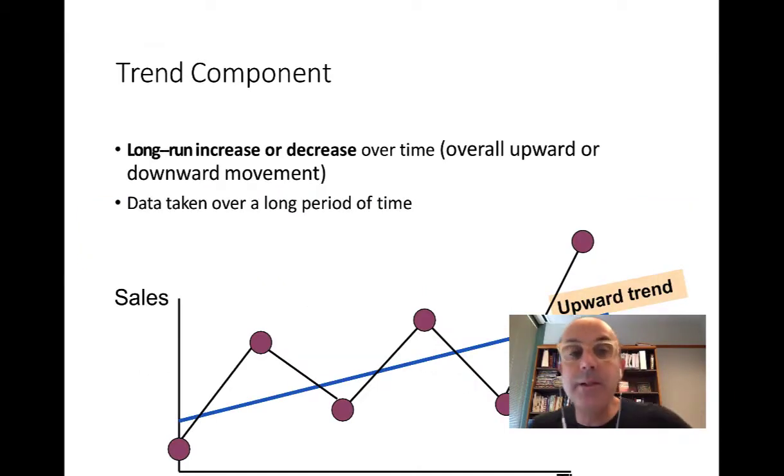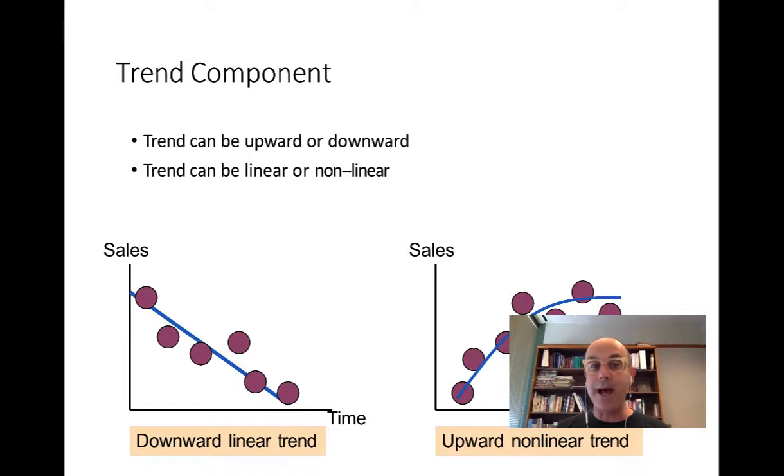So the trend component is the increase or decrease over time, upwards or downwards movement. The data is taken over a long period of time to collect and to be analyzed. So it is a long run.